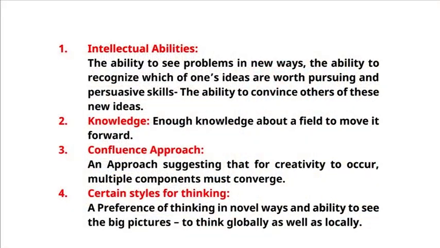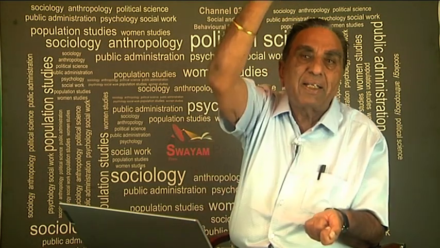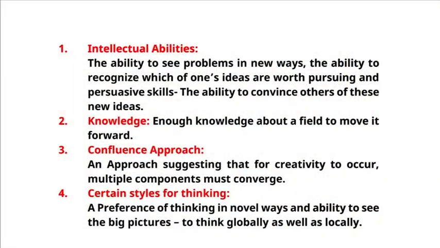When I say intellectual ability, what do I mean? The ability to see problems in new ways, the ability to recognize which ideas are worth pursuing. I have told you, intellectual means thinking in a different manner. Knowledge, enough knowledge about a field to move it forward. You must have knowledge. Unless I know that the magnet can pull the iron rod, I cannot attempt that. So, number 2, knowledge. Number 3, confluence approach, suggesting that for creativity to occur, multiple components must converge.